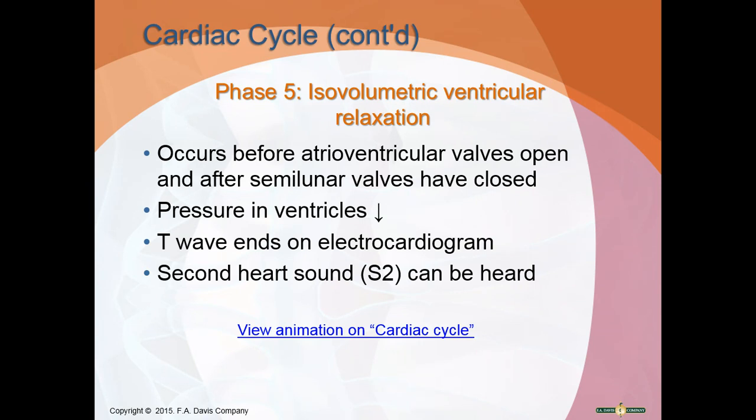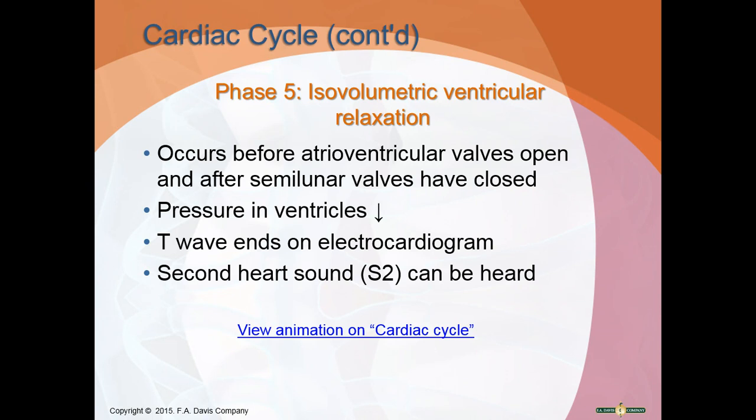So phase 5 is isovolumetric ventricular relaxation. It occurs before the atrioventricular valves open and after the semilunar valves have closed. The volume of blood in the ventricles remains unchanged. The pressure falls because the ventricles are relaxing. So the pressure in the ventricles decreases.